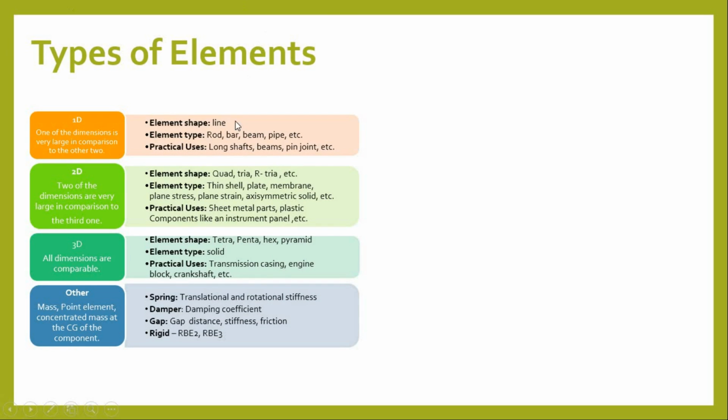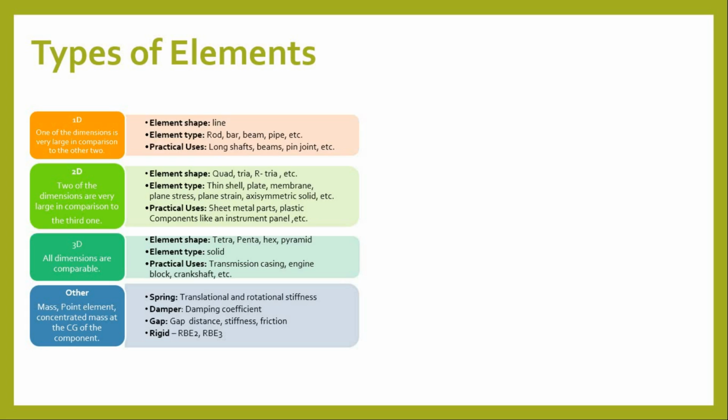The 1D element shapes are line elements, with types like rod, bar, beam, and examples like long shaft, beam, pipe, pin joints. When we talk about 2D, the shape will be quad, tria, and the element types like thin shell, plate, membrane, plane stress, plane strain, axisymmetric model. Like that, all your 2D elements will lie under this.